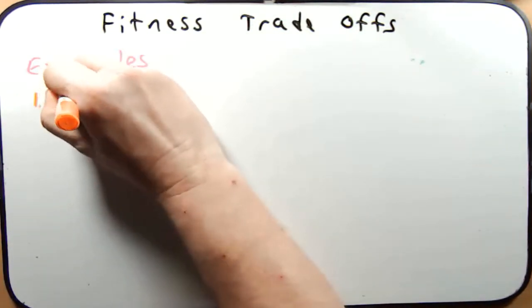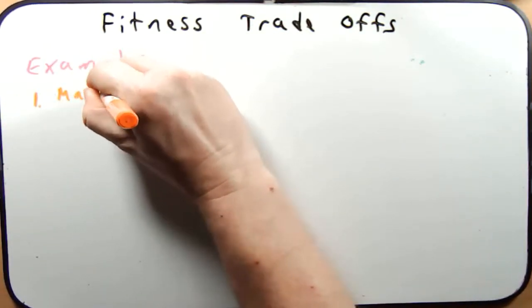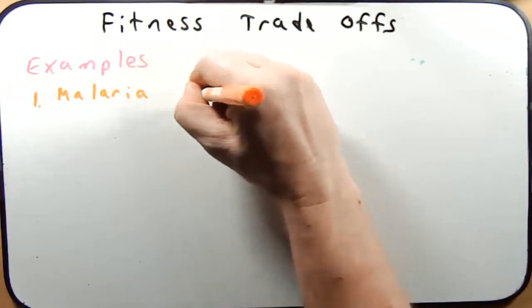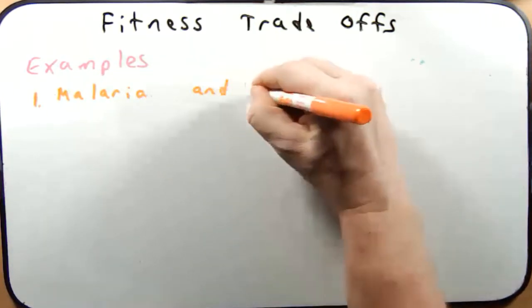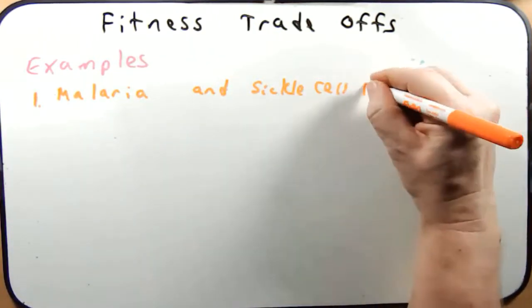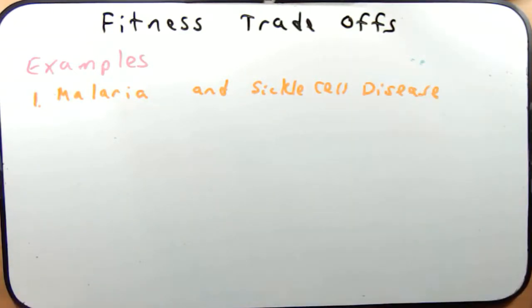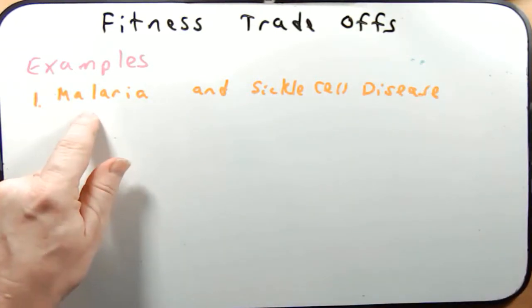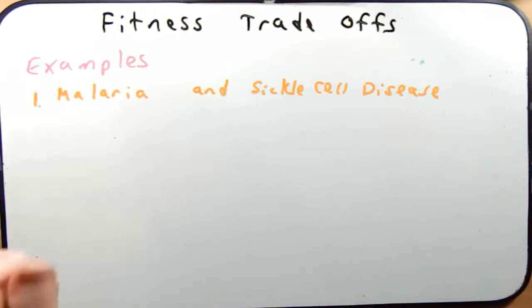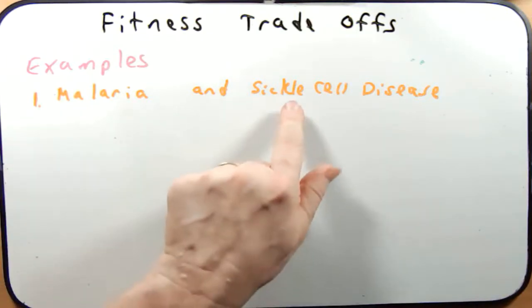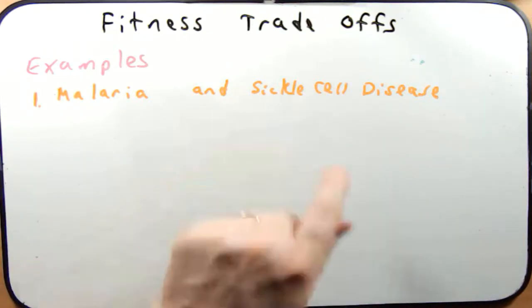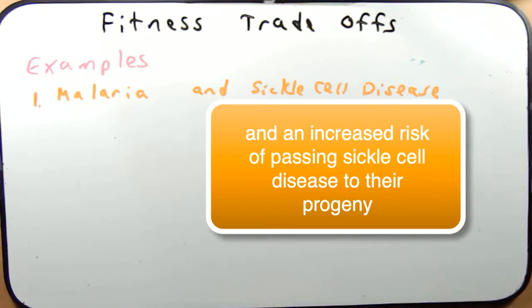My first example I want to talk about is the example we talked about a couple days ago with malaria and sickle cell disease. In this process, alleles were selected that protected individuals against malaria. However, the trade-off was that those same individuals were now at a risk of developing sickle cell disease.